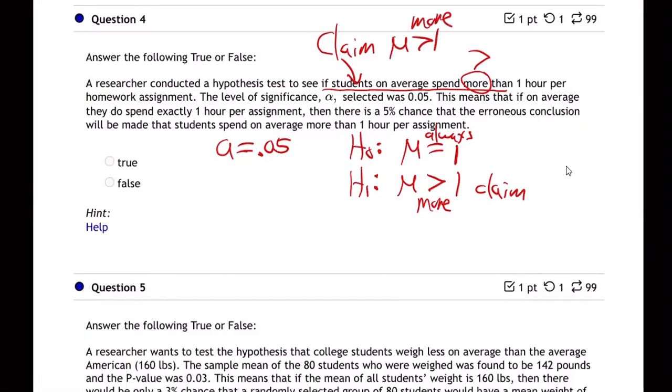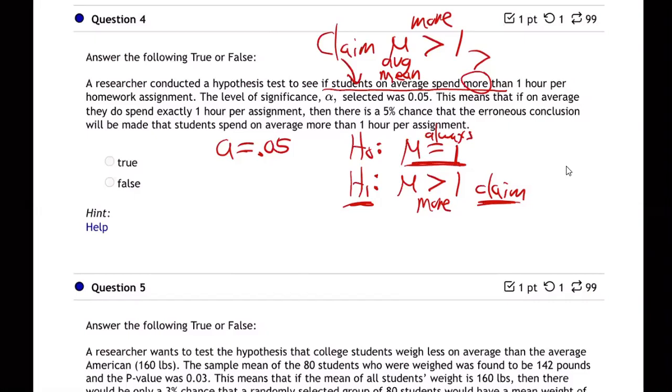Remember, the alligator mouth is towards the bigger one. So the average, that weird looking U, it's actually a Greek mu. It stands for mean, but you can just call it U if you want. That is more, greater, right? The alligator mouth is towards the average. The average is greater. It's bigger than 1. That's what they're claiming. One of these two, either H0 or H1, needs to be the claim. Well, it's got to be H1 because H0 is always equals. So the claim must be H1.